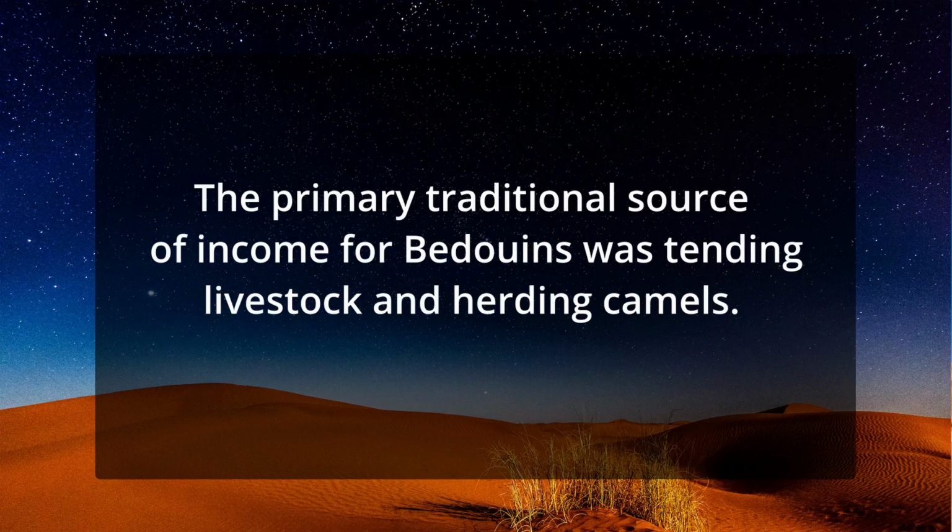Second, those engaged only in herd raising. Third, those who distanced themselves from the traditional Bedouin way of life, abandoned wandering, and made a living as hired workers. The primary traditional source of income for Bedouins was tending livestock and herding camels. They used camels for transportation as the region of Arab is entirely deserted. They were also semi-sedentary because in some places they farmed for a year and then moved on.